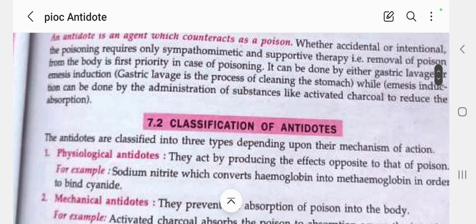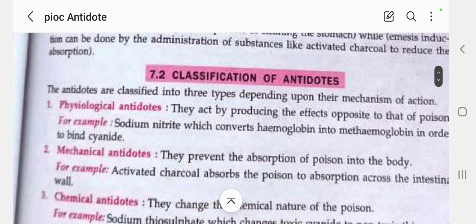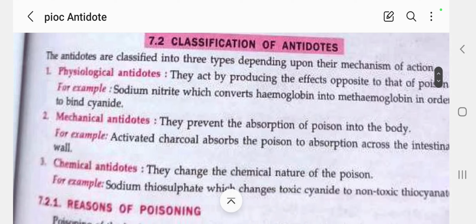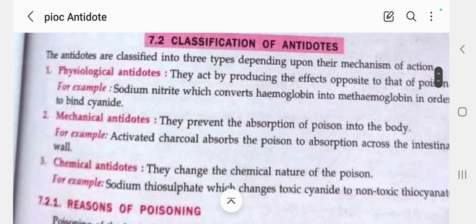Okay, next we'll see the classification, the same as we already discussed: physiological antidote, mechanical antidote and chemical antidote, depending upon their mechanism of action. Physiological antidotes change the physiological nature; here sodium nitrite and sodium thiosulfate are used to treat cyanide poisoning.